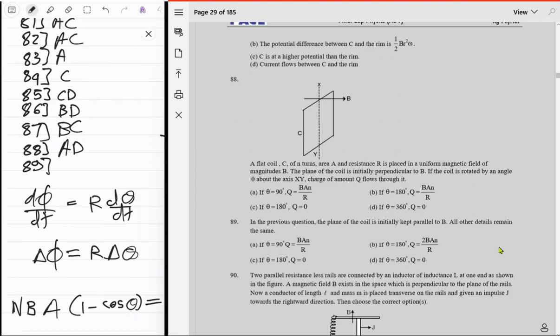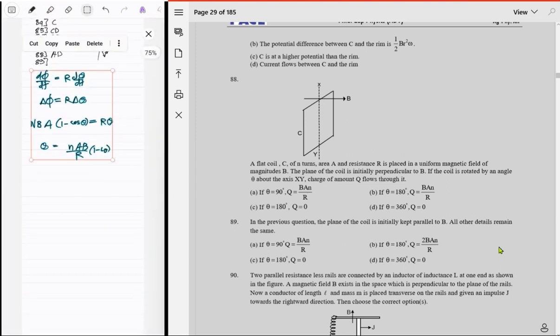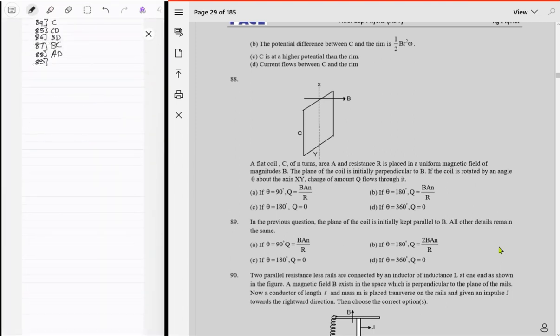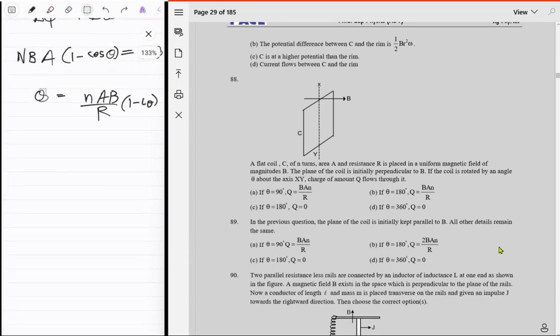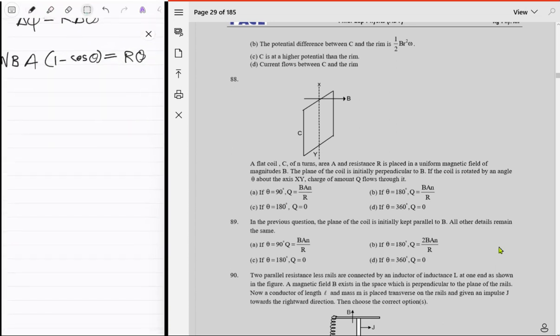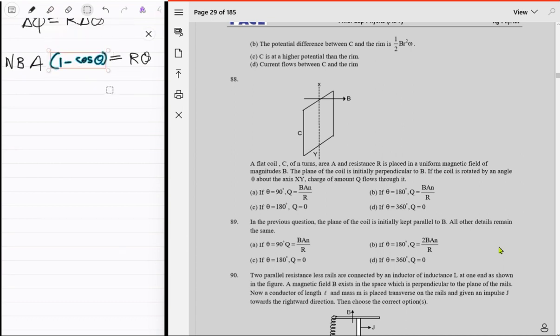89 is in the previous question. The plane of the coil is initially kept parallel to B. All other details remain the same. So initially तुम्हारा कितना था फिर? 0 you are saying, right? So like cosine of theta, just that.